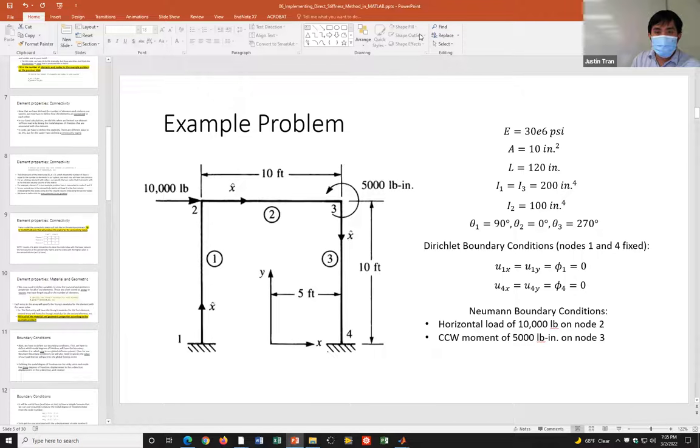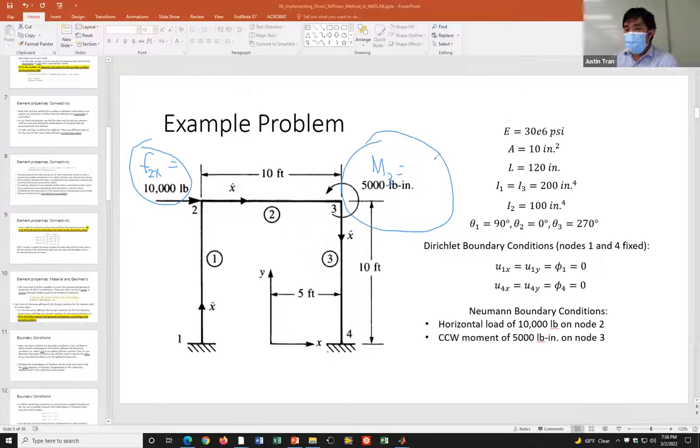This means that F2X is going to be equal to this 10,000 right here. Similarly, the other mode that we're applying is a rotational load, or a moment, on node 3. This tells us that M3 is equal to 5,000.